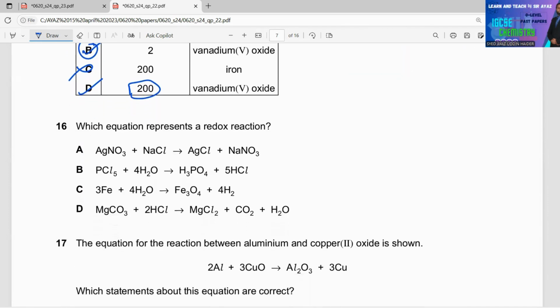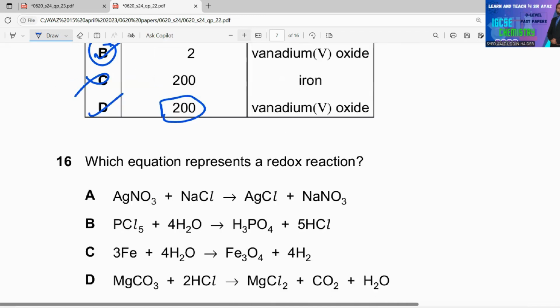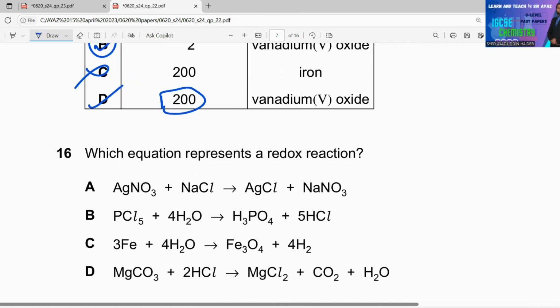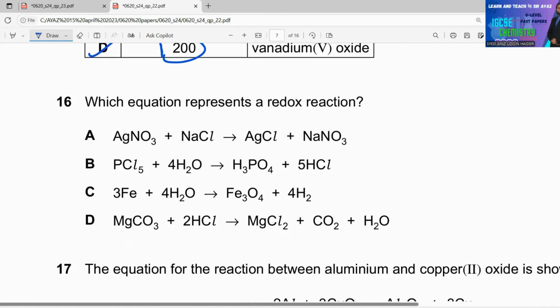16. Which equation represents a redox reaction? Now in this question, you will look at the change in oxidation number in order to decide which one is a redox reaction. You know the charge on NO3. NO3 carries minus charge. So obviously Ag is carrying plus charge here.